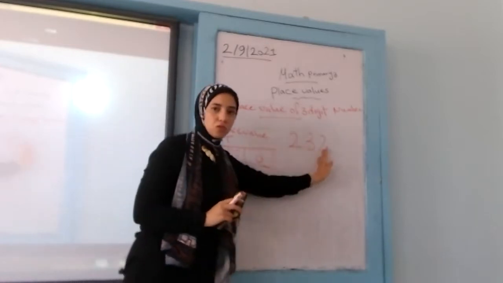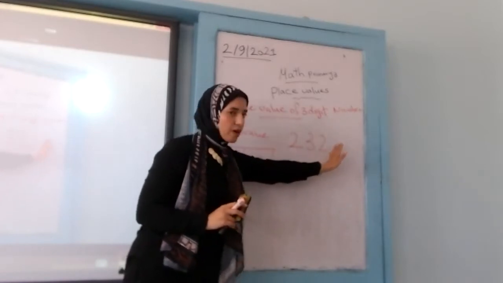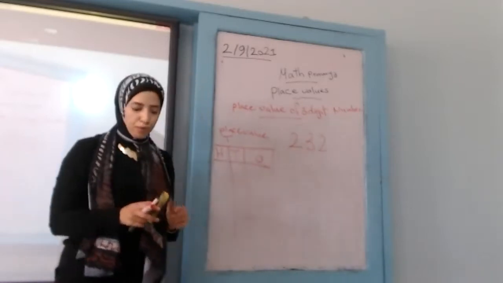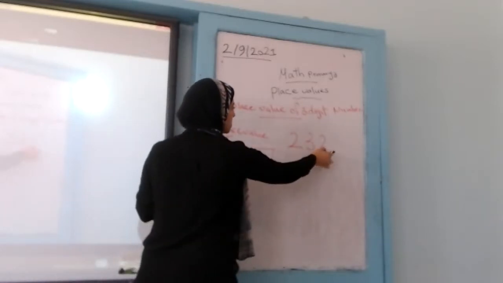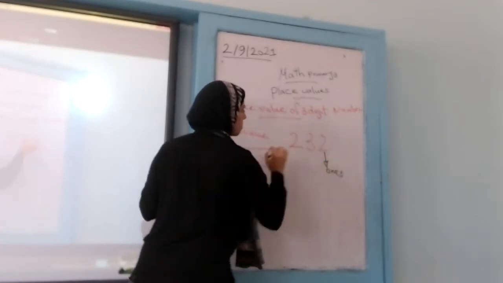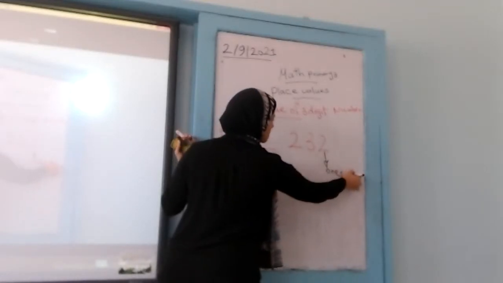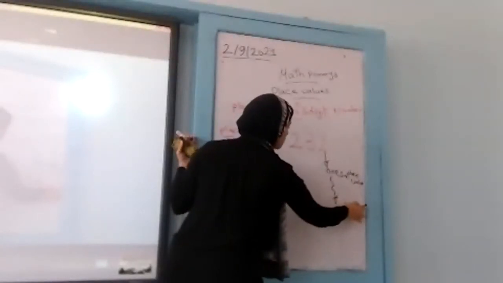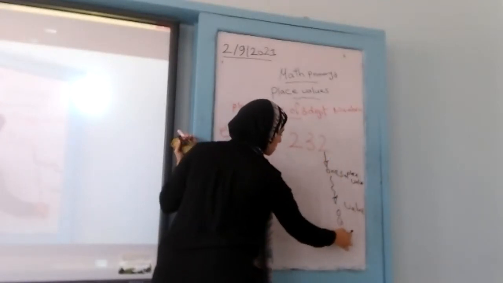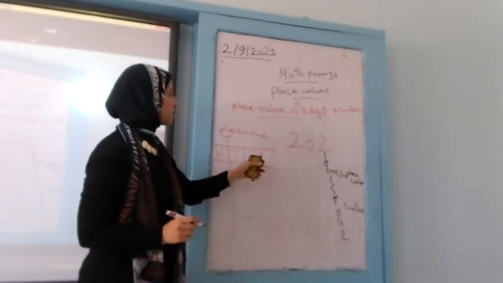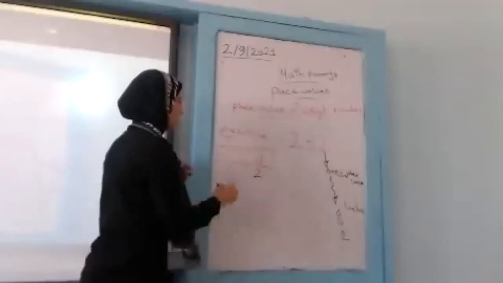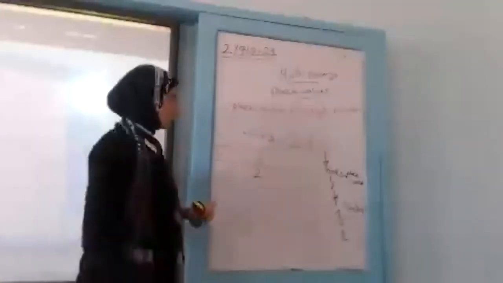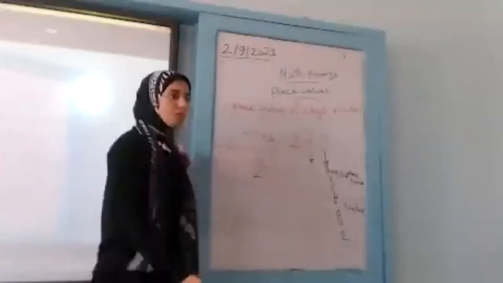But when I find the value of digits, I start from right to left. This position, 2, is the place called ones. Place value. The value of 2 is 2 units. So how do I write it? I write 2 in the ones. Okay, the next is the place value of tens.